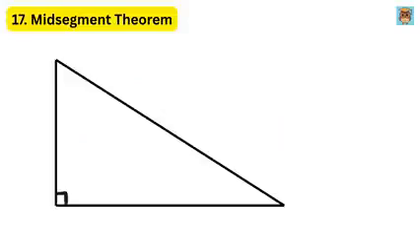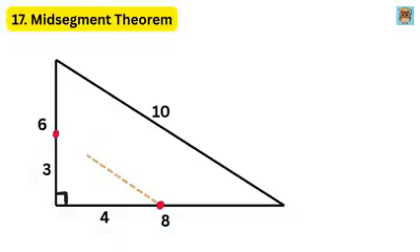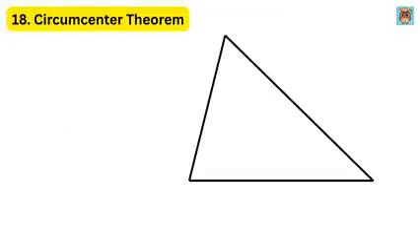For example, take a triangle with sides 6 centimeters, 8 centimeters, and 10 centimeters. If you find the midpoints of the sides measuring 6 and 8 centimeters and draw a line between them, this line will be the mid-segment. Since the third side of the triangle is 10 centimeters, the mid-segment will be 5 centimeters, which is exactly half of 10. 18. Circumcenter theorem.